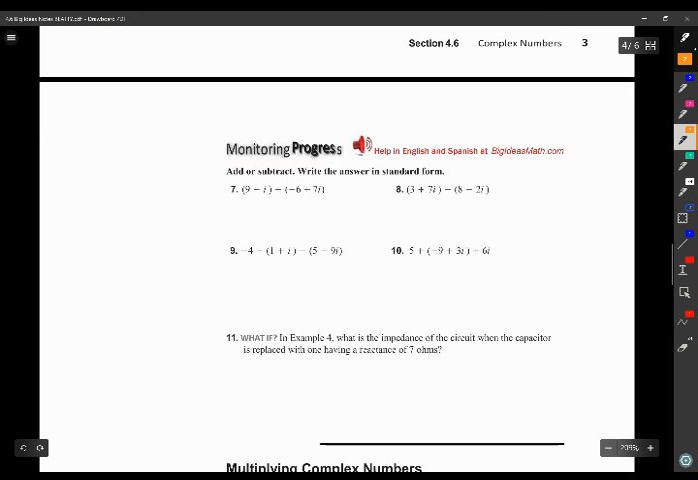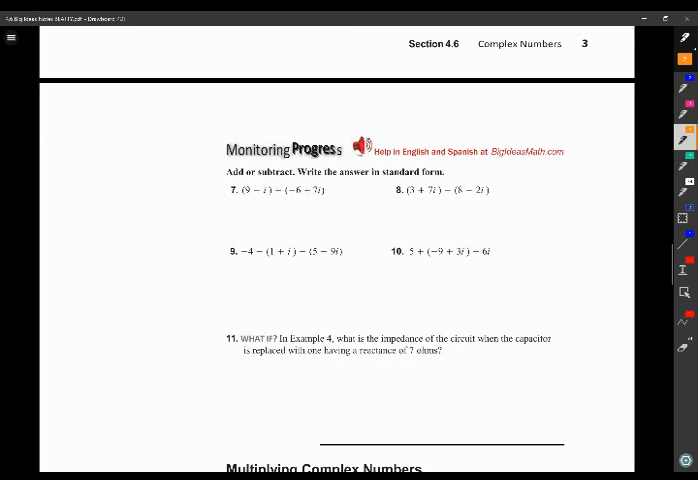If you look at the monitoring progress, same idea. I would pause the video, look at your answers, see how you do, and then come back and look to see if you're doing okay. So as we look at number 7, you've got 9 plus -6, which is 3, and you have -1 plus 7, which is 6i. Number 8, you've got a subtract 8, which is -5, and you have 7 minus a -2, which is the same thing as adding, so you get 9i.